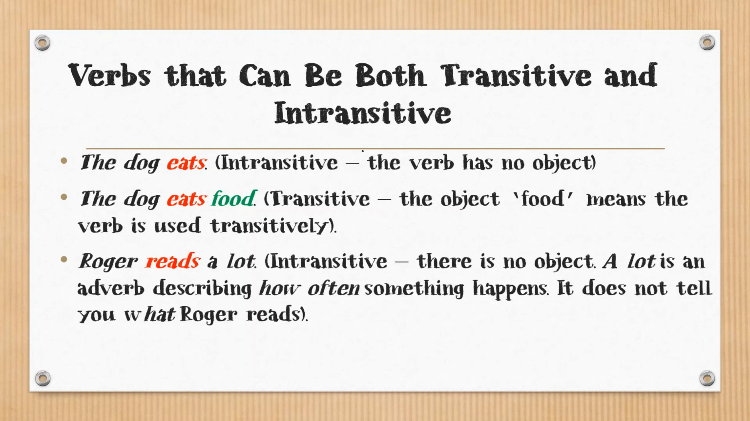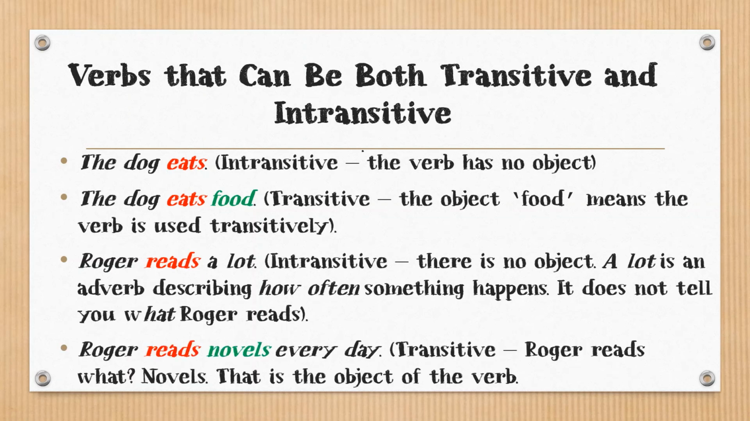Okay, next is reads. Kat sini kita ada Roger reads a lot. A lot bukan objek. Okay, dia masih lagi intransitive kerana tak ada objek. A lot tu ialah berapa banyak kali dia baca macam tu. Okay, so a lot is an adverb describing how often something happens. Berapa kerap dia membaca. So dia banyak membaca contohnya. It does not tell you what Roger reads. Dia tak beritahu apa yang Roger baca. Dia cuma beritahu berapa banyak. Banyak tak Roger baca? Roger reads a lot.